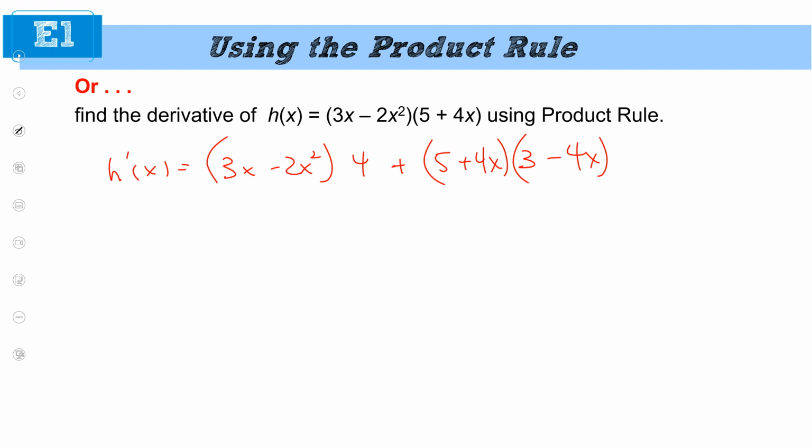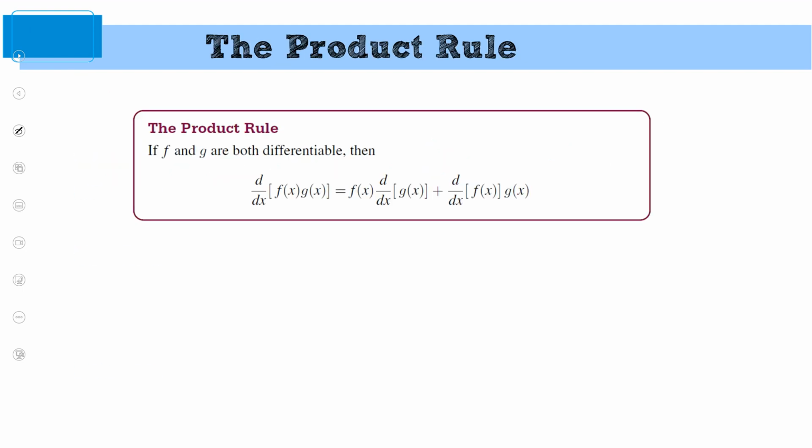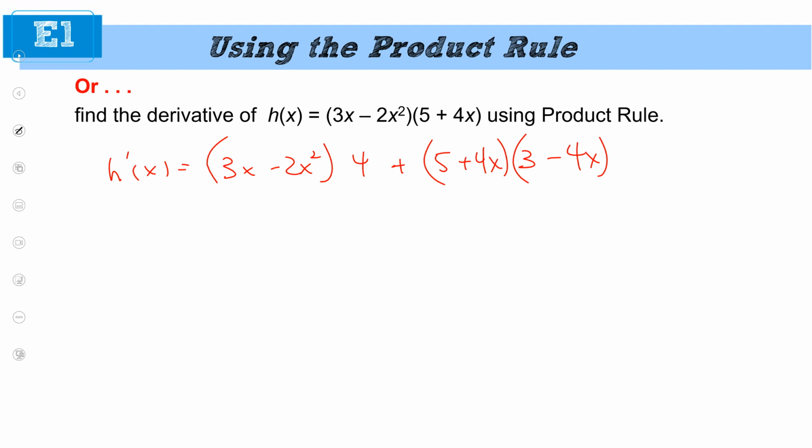Now you're saying to yourself, self, that looks nothing like Dimitri's problem. I like Dimitri's problem better because it was cleaner. However, if I multiply this bad boy out, it will match Dimitri's exactly. Okay, here we go. 12x minus 8x squared plus 15 plus 12x minus 20x minus 16x squared.